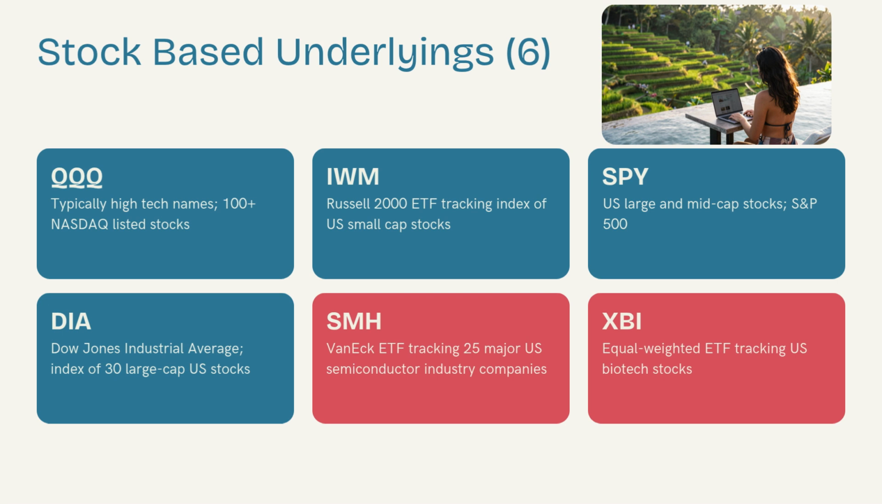So the stock-based underlyings that you can see here are some of the biggest names in the world. We've got the QQQ, which is the NASDAQ. We've got IWM, which is the Russell 2000, SPY, which is the S&P 500, DIA, the Dow Jones. And then we have two specialty-based ETFs. So these are SMH, which is your semiconductor-based underlying, and your XBI, which is your biotech stocks. We're going to get into all those.